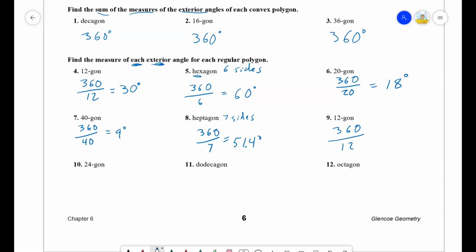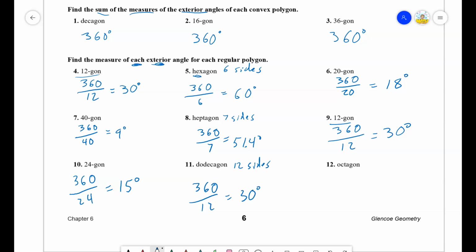360 divided by 12, they would be 30 degrees. It's a repeat. We did the 12-gon already. 360 divided by 24 is 15 degrees. Dodecagon, that's 12 sides. Okay, did that already. 360 divided by 12, we know that's 30 degrees. And then octagon, 360 divided by 8, 45 degrees.